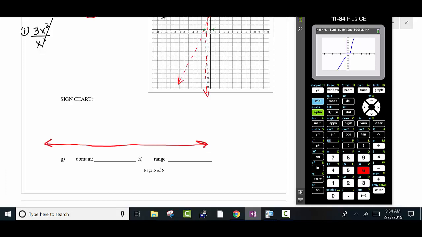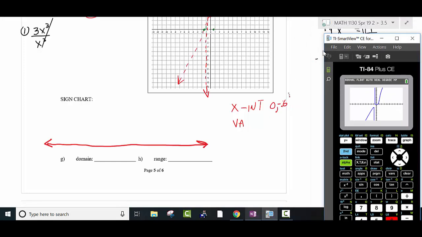As long as you understand the process of how to do a sign chart by hand, I'm okay on your homework if you just use your calculator to figure that out. Remember I said x-intercepts are important, and vertical asymptotes are important. Our x-intercepts were 0, around -0.6, and around 0.6. We haven't found the vertical asymptote yet, so it's somewhere roughly around -1.